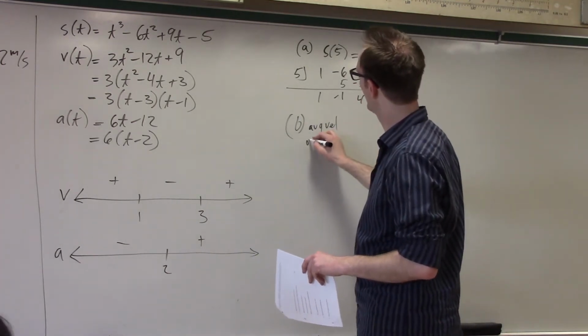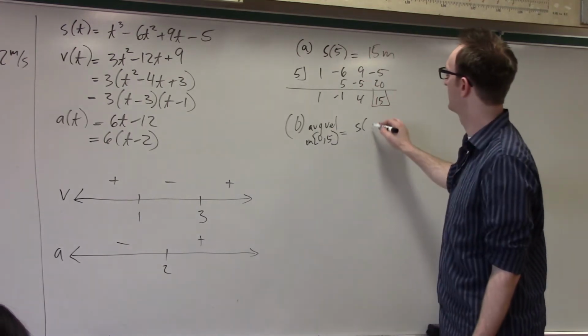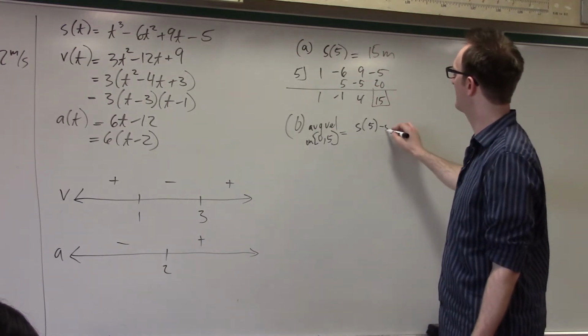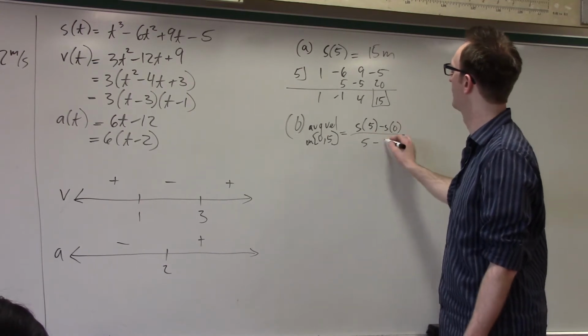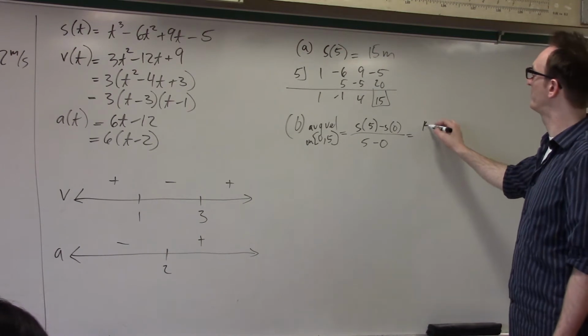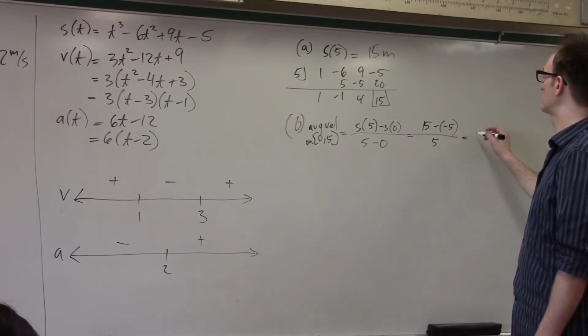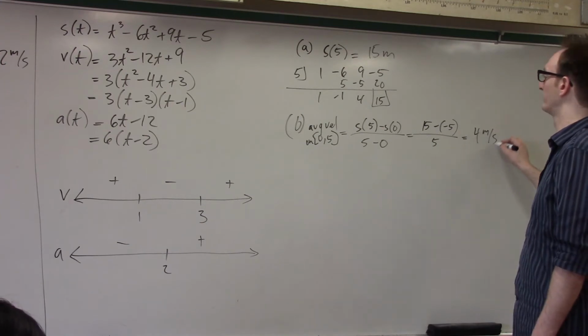Next question, what is the average velocity on the interval from 0 to 5? That is again the position at time 5 minus the position at time 0 over 5 minus 0. So that is 15 minus negative 5 over 5. So that's 4 meters per second.